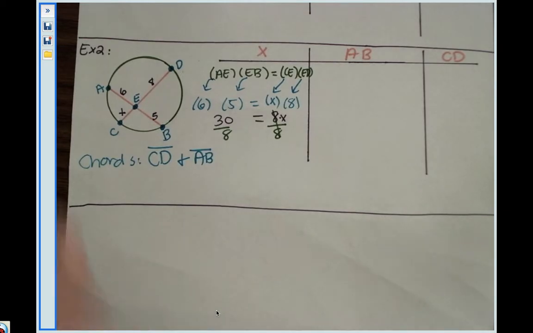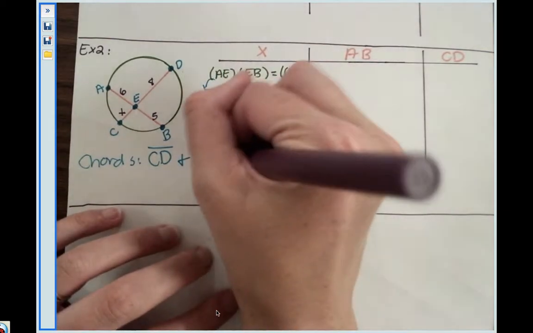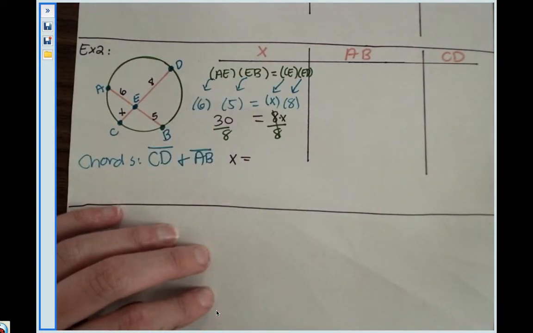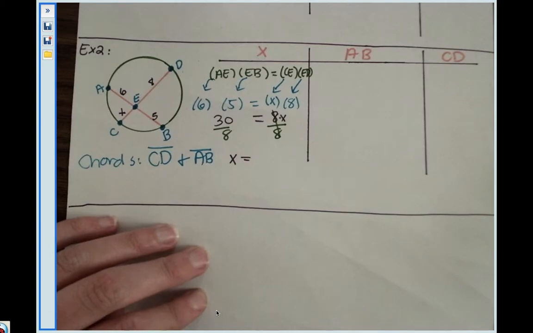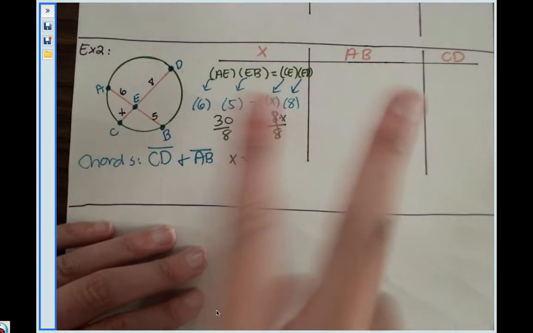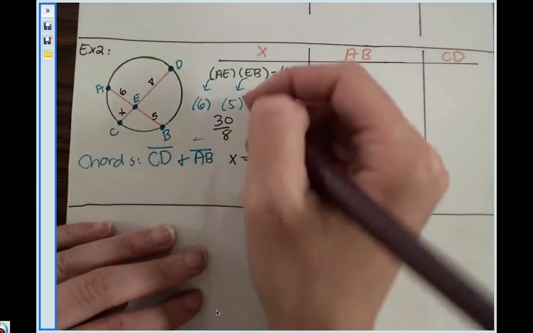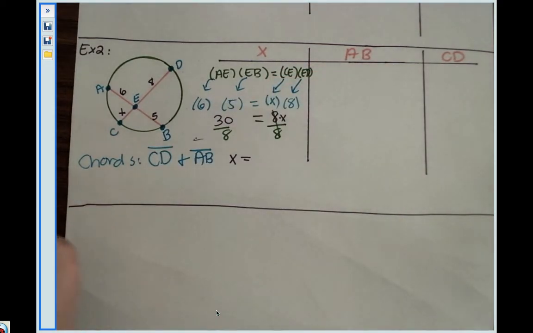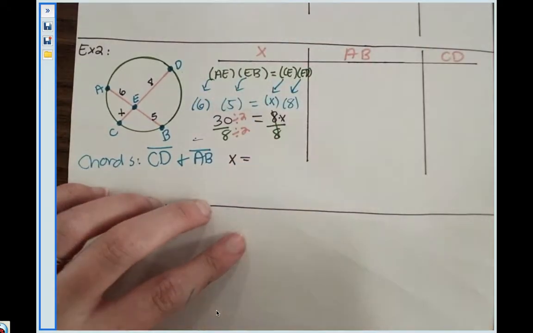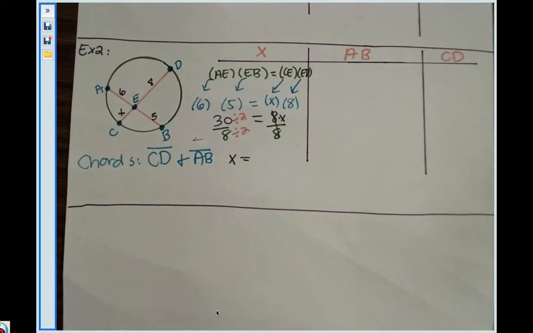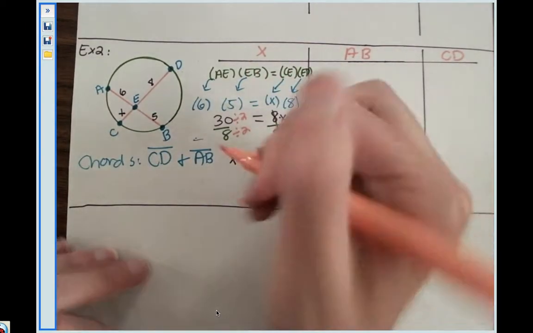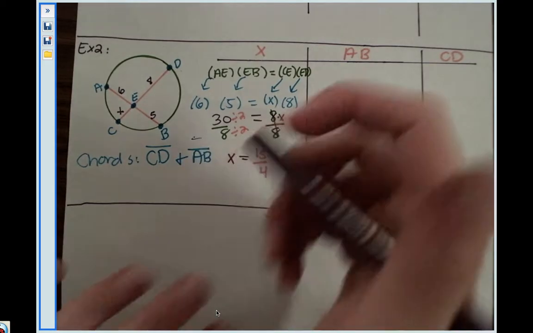All right, so anyway, I'm going to have x equals 30 over 8. 8 does not go into 30, but it will reduce down. What's something that goes into 30 and 8? Well, 2 definitely does. So I'm going to divide both of these by 2. 30 divided by 2 is 15. And 8 divided by 2 is 4. So x is secretly 15 fourths.